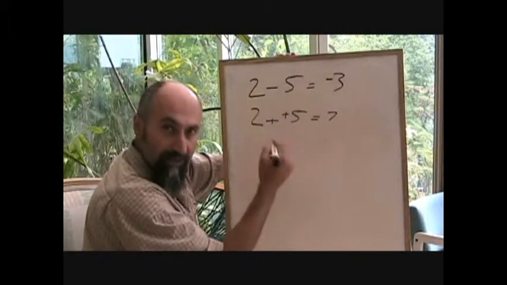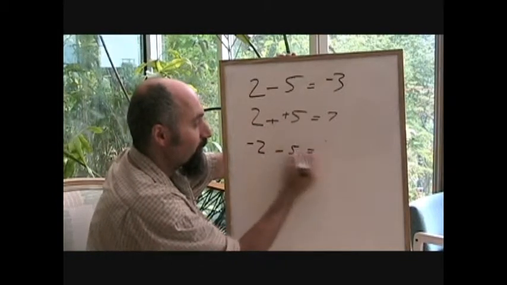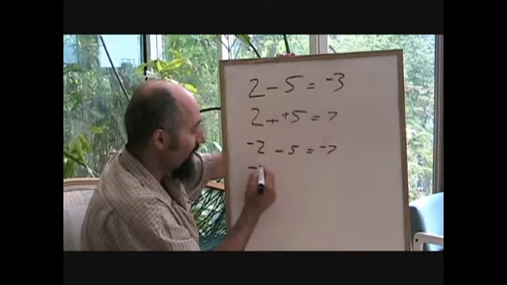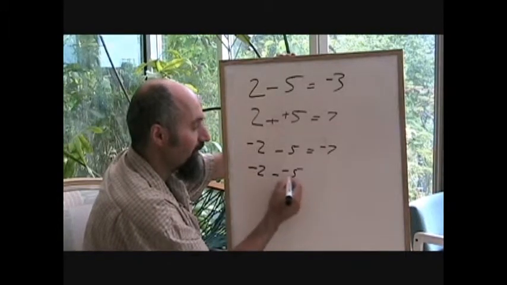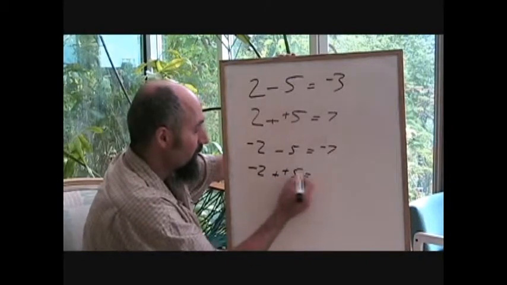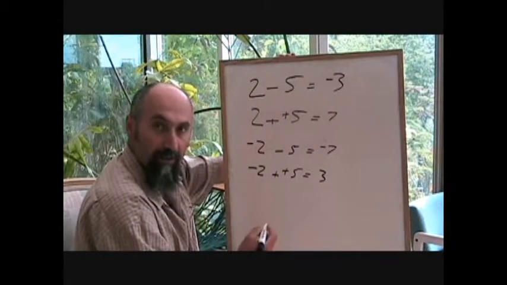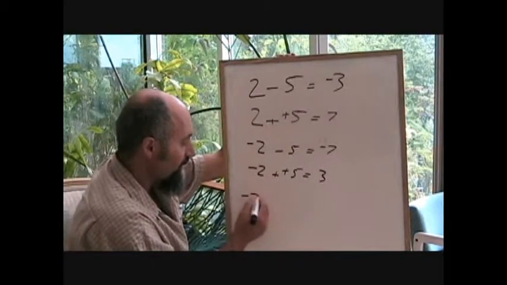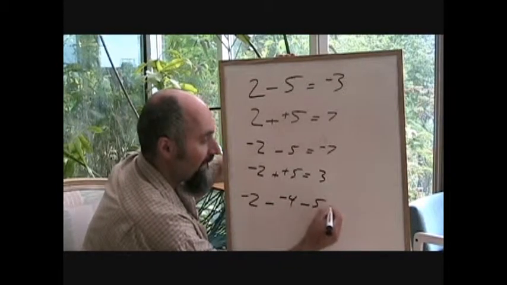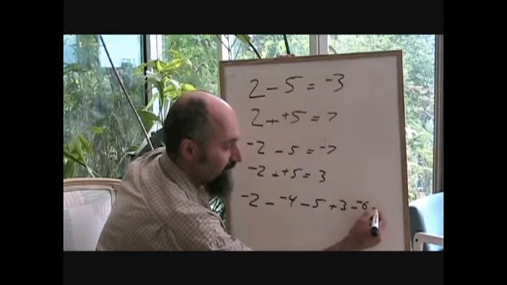Let's do a couple more so you get this down pat, okay? If you have negative 2 minus 5, we talked about this earlier, that gives you negative 7. If you have negative 2 minus negative 5, again, negative and a negative becomes positive. So negative 2 plus 5 is 3. Let's do one longer one. Let's say you had negative 2 minus negative 4 minus 5 plus 3 minus 6, minus negative 6.